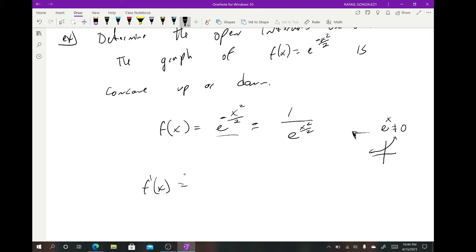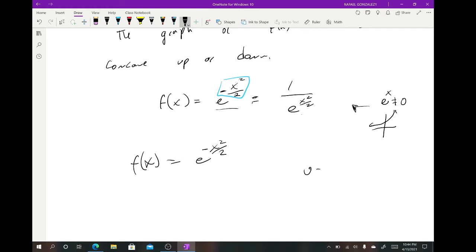Now remember that when you take the derivative of e to the x, the derivative of e to the x is e to the x, but by the chain rule, we actually have to worry about what's up here. So what I'm going to do is rewrite this. So f of x is equal to e to the minus x squared over 2. And I'm going to say that u is equal to negative x squared over 2. So that means that f of x is equal to e to the u.